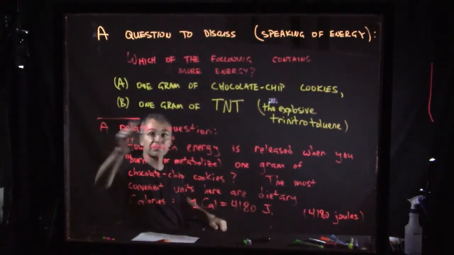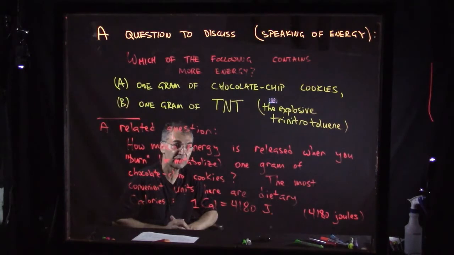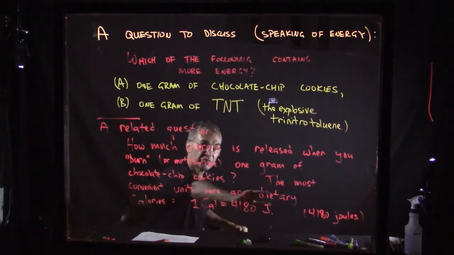A related question is how much energy is released when you burn or metabolize 1 gram of chocolate chip cookies. So if you do a lot of wilderness backpacking, or if you're a survivalist, you might know this. I learned a lot of these numbers when one of my friends and I were trying to do a 2-week wilderness backpacking trip. We had to carry everything we needed to survive for 2 weeks. So we were trying to figure out how different foods compare in number of calories per gram. So the most convenient units to use here are dietary calories.